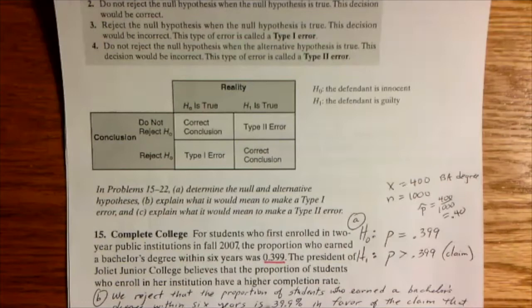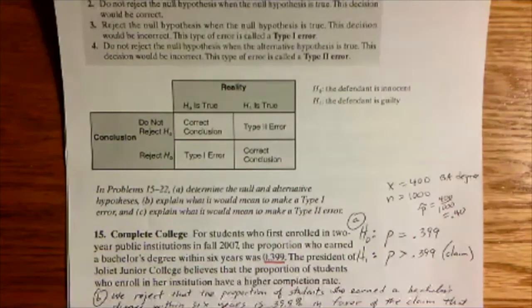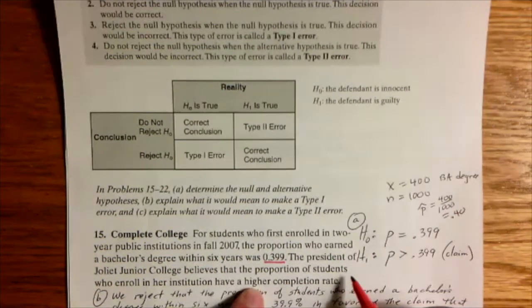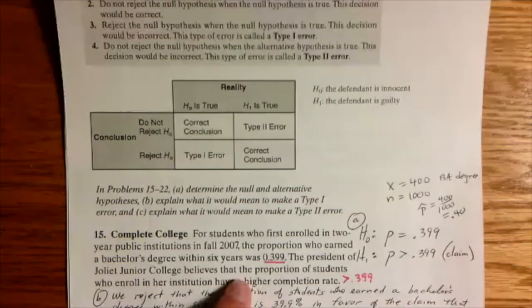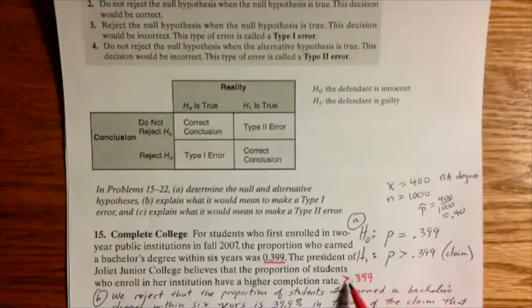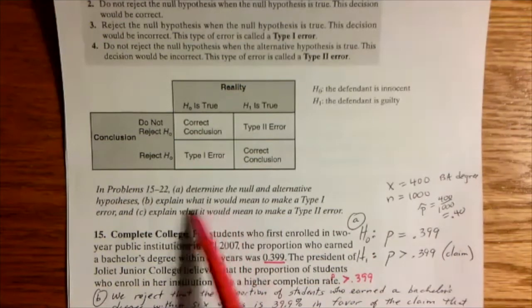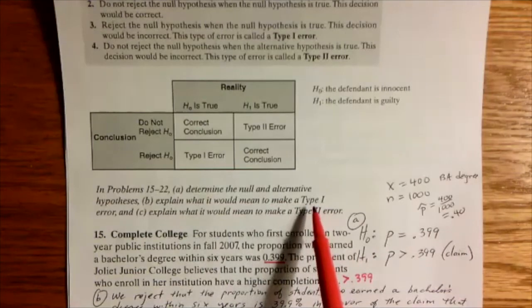Okay, the president of Joliet Junior College believes that the proportion of students who enroll in her institution have a higher completion rate, and that means higher than the national average. That means greater than 0.399. So maybe the president believes that it's 45% instead of the 40%. But that's the claim we're going to test here. Notice it's referring to a percentage of students, so we use a proportion for that. And the proportion is greater than 0.399, that's the claim. Here's the alternative.